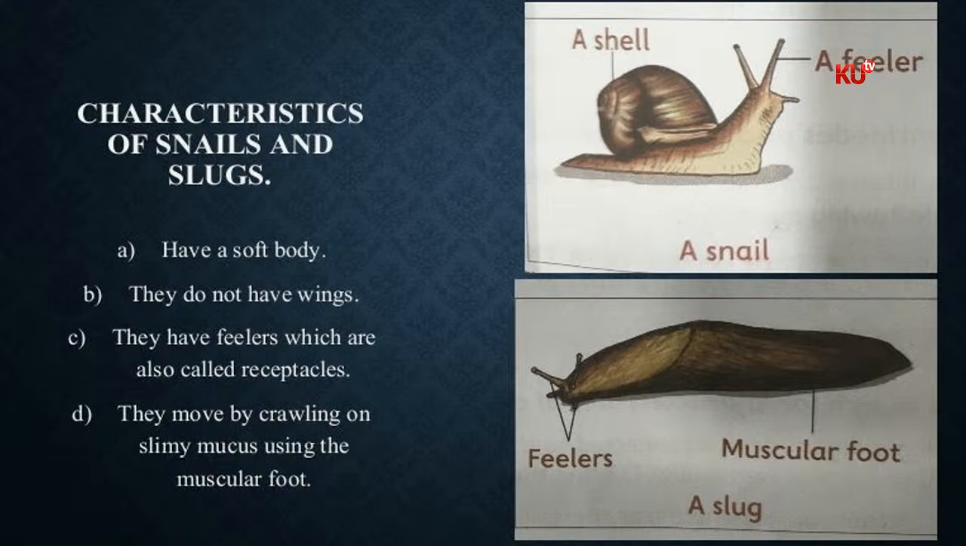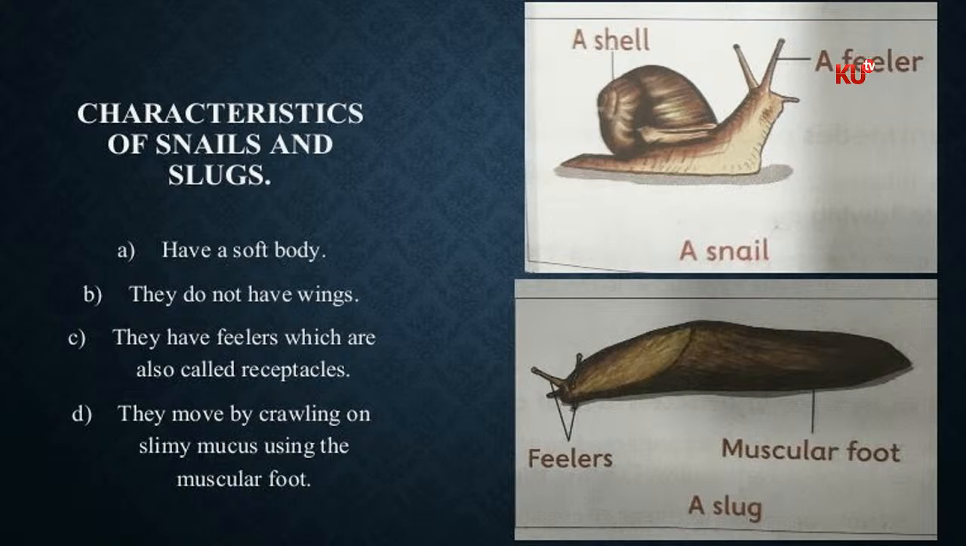Number 1, so we said under characteristics that the body of a snail or a slug is very soft. Number 2, apart from the softness of the body, snails and slugs do not have wings. Look at the diagram. Can you see any wings there? Definitely no. Therefore, characteristic number 2, they do not have any wings.